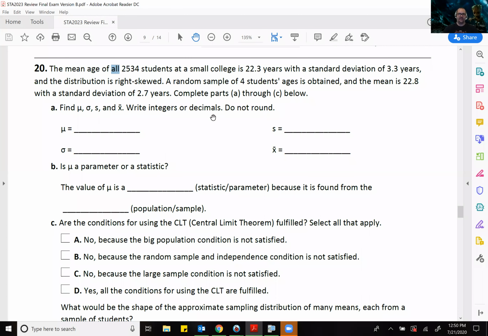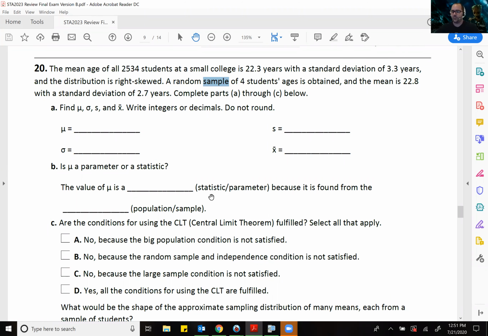Right over here, it says a random sample. So sample, these are the statistics. The mean is 22.8, so that is x bar. And a standard deviation of 2.7, so that is s. So mu is 22.3, sigma is 3.3, standard deviation for the sample is 2.7, and x bar, the mean of the sample, is 22.8.